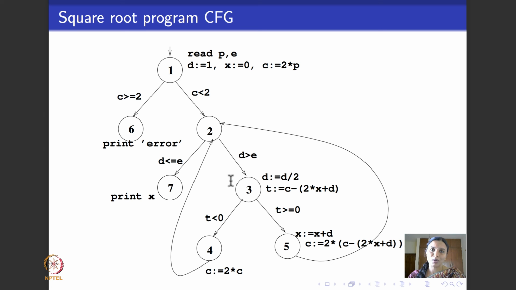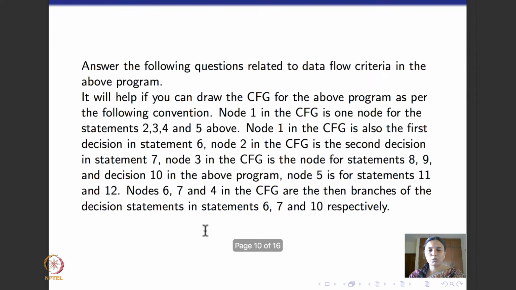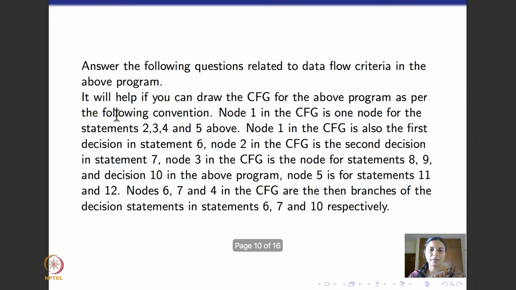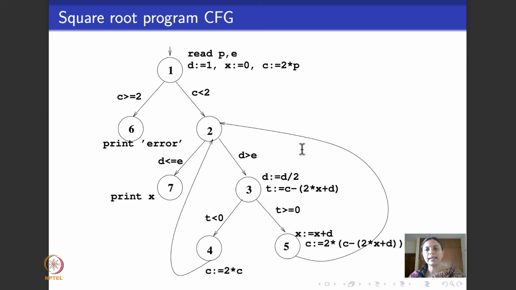Even if it was not drawn like this, your CFG should have had 7 nodes, and there should have been 3 decision points. Point 1 here, point 2 here, point 3 here, corresponding to the 3 if statements that were in the code. 1 here, 1 here, and 1 here. And these go-tos tell you to loop back, and that's what we have done here. The go-tos loop back correctly.